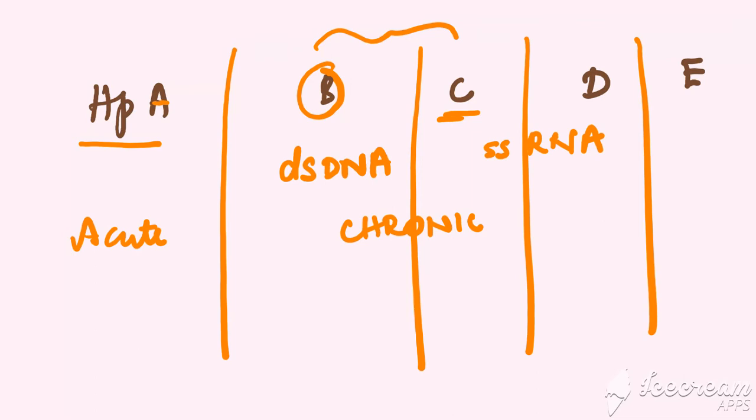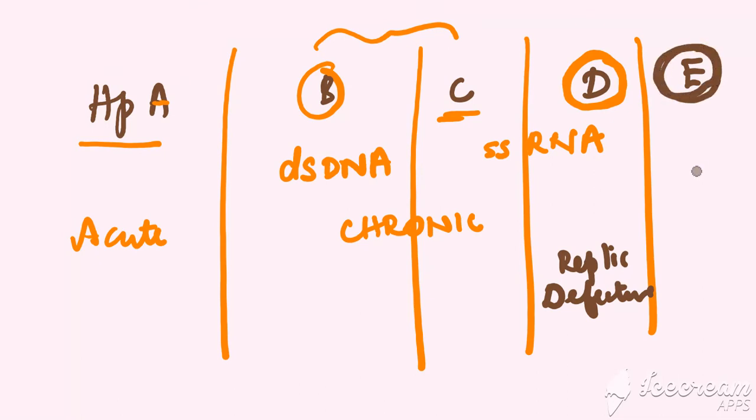One more thing you can remember is hepatitis D. It's called a replication defective virus. It can't replicate by itself. It requires the help of another virus, usually as a co-infection or a super infection with hepatitis B. And the most important point about hepatitis E is that if it happens in pregnancy, it has a very bad prognosis. Hepatitis E during pregnancy is really a serious thing.